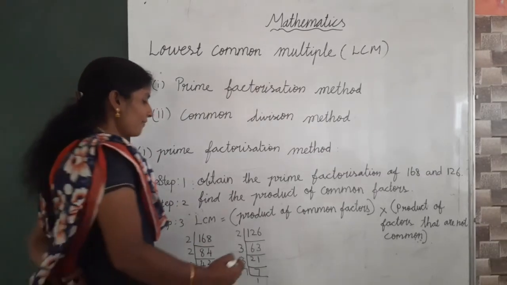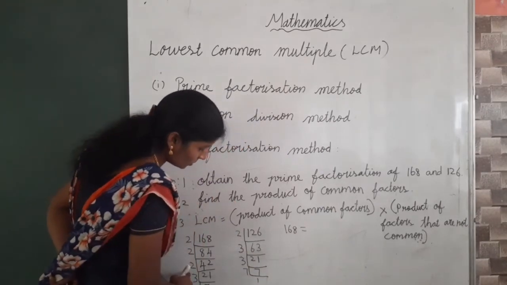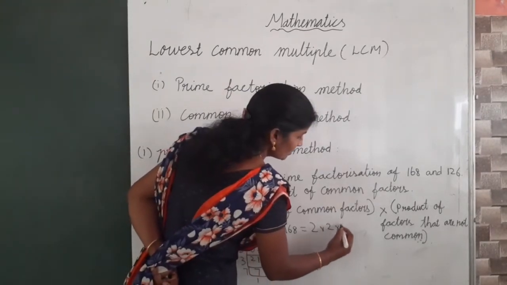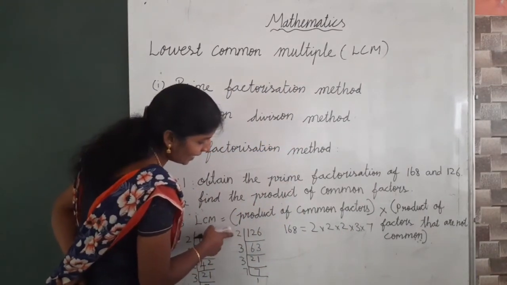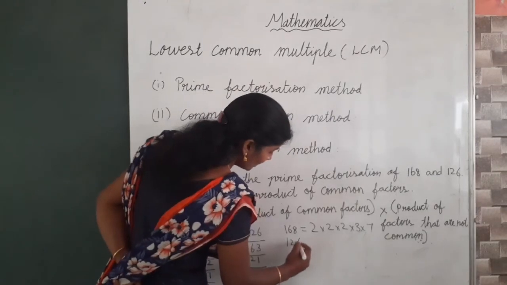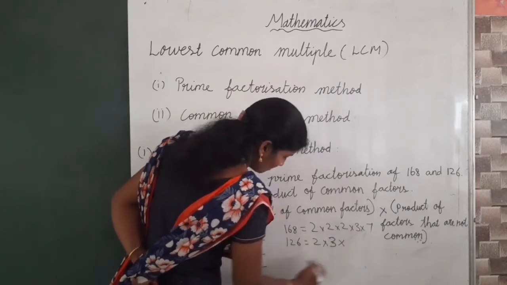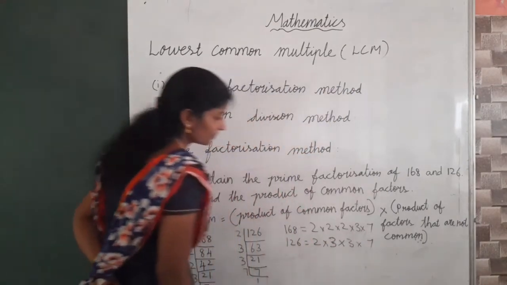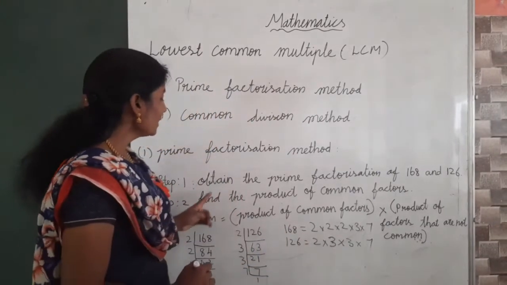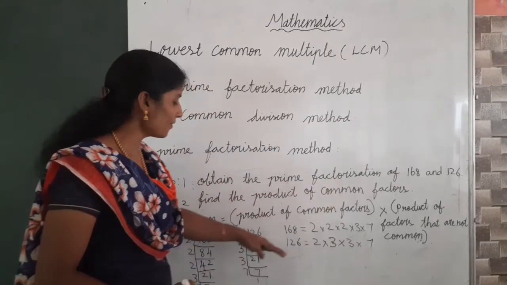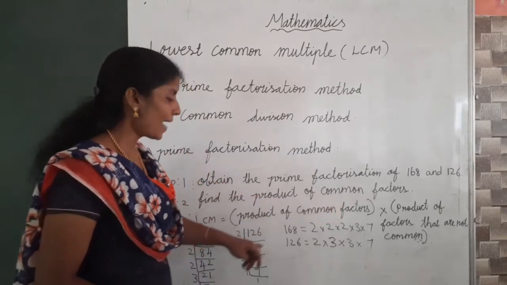Now we can write the prime factors. 168 equal to 2 into 2 into 2 into 3 into 7. Isn't it? Now the prime factors of 126 equal to 2 into 3 into 3 into 7. Okay. Now we can find the common factors. Isn't it? Obtain the prime factorization. Now we can find the prime factors. After, find the product of common factors.